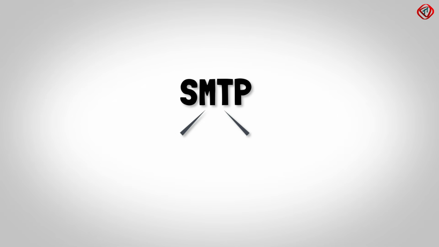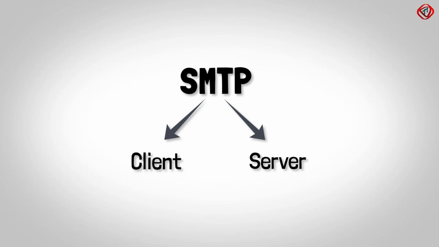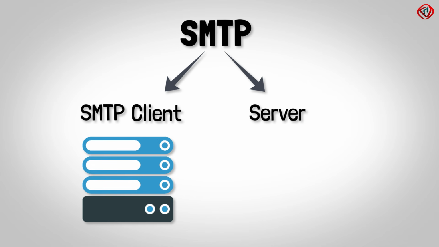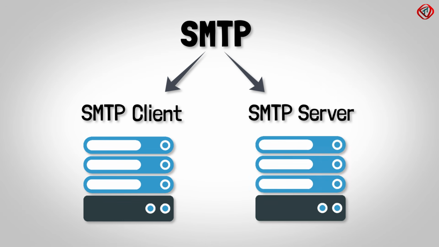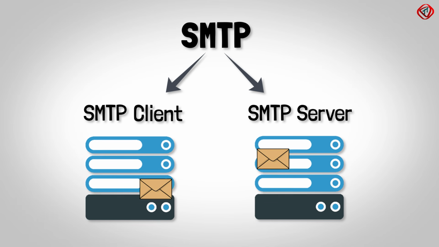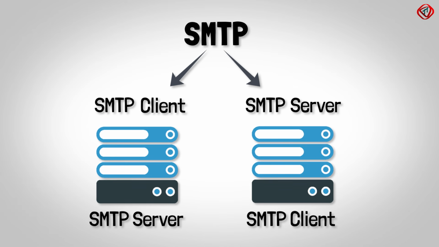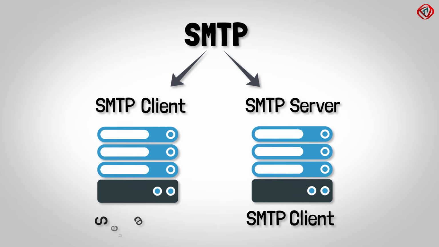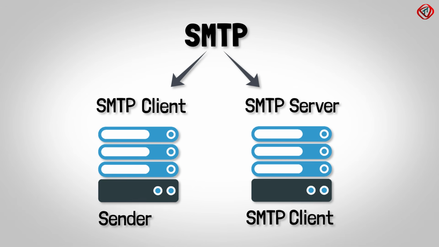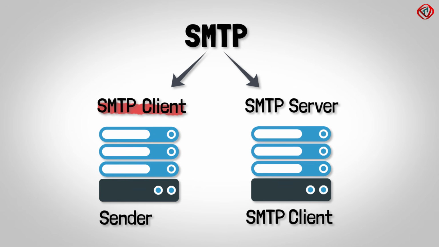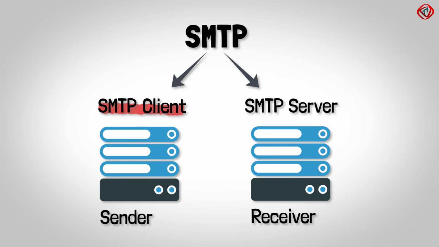SMTP has two sides, client side and server side. Client side or SMTP client runs on the sender's mail server. The server side or SMTP server runs on the receiver's mail server. Since every mail server sends or receives email, both SMTP client and SMTP server run on every mail server. When sending an email, the mail server acts as an SMTP client. When receiving email, the mail server acts as an SMTP server.